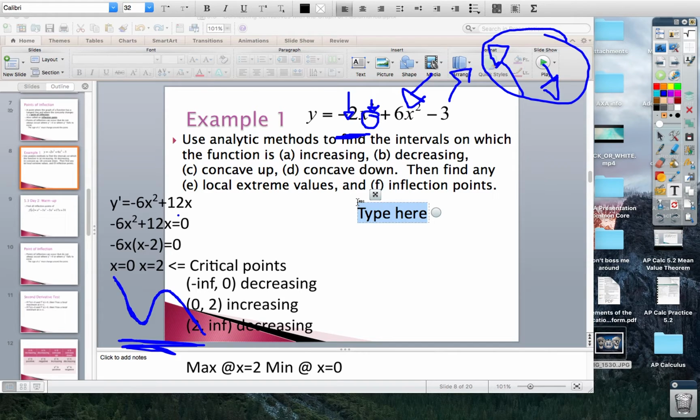Now to find C, D, and F, we need to take the second derivative. So that's going to give us negative 12x plus 12. We're now going to go ahead and solve this. So negative 12x plus 12 equals 0. x is equal to 1. So this is our point of inflection.